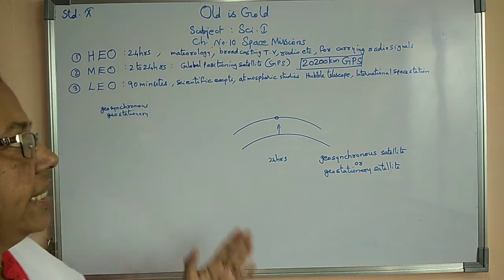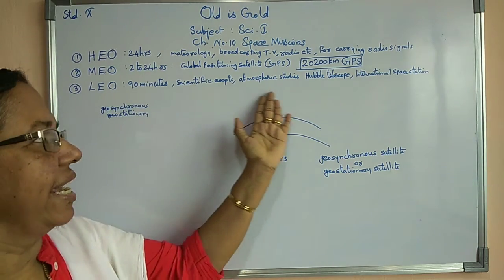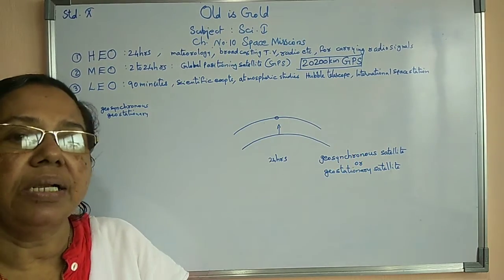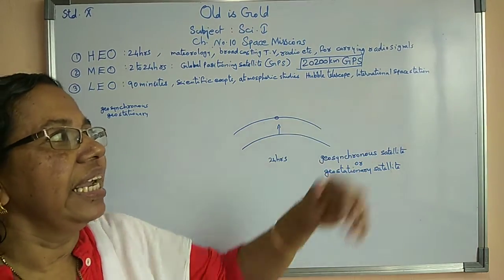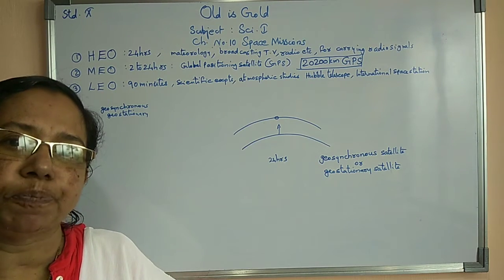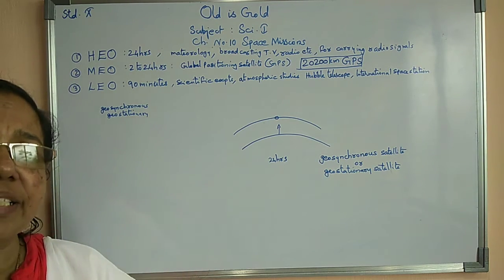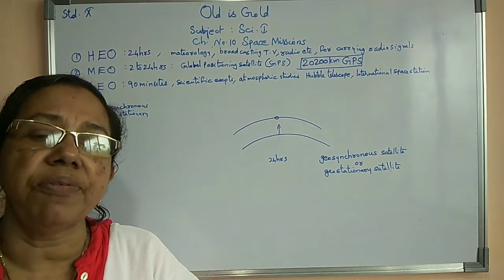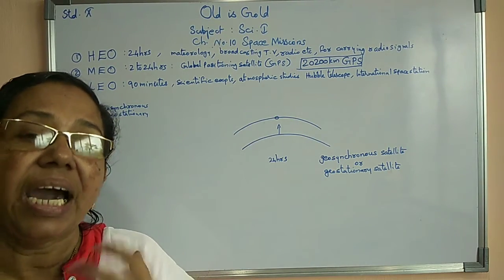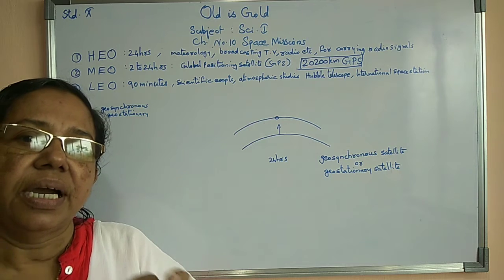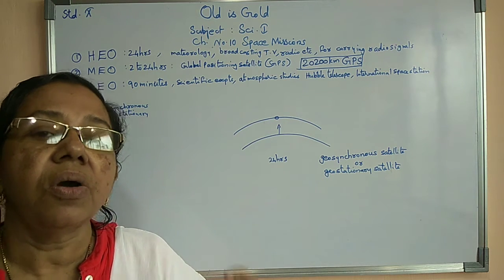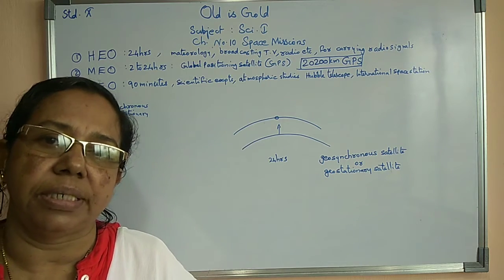Now, here we can say that for low Earth orbit satellites, there are two examples. One is the Hubble telescope, the other one is the International Space Station. The International Space Station is one type of satellite, the Hubble telescope is another type of satellite. They are all fixed at a low Earth orbit, or on the low Earth orbit.